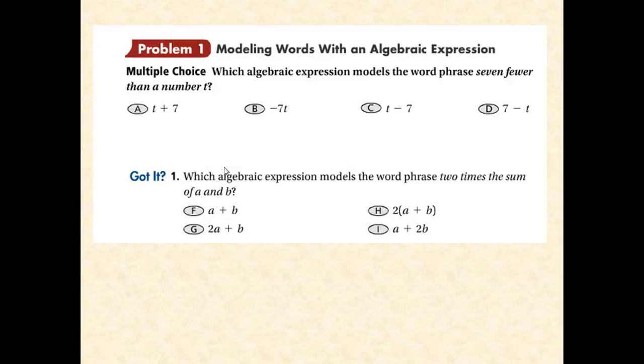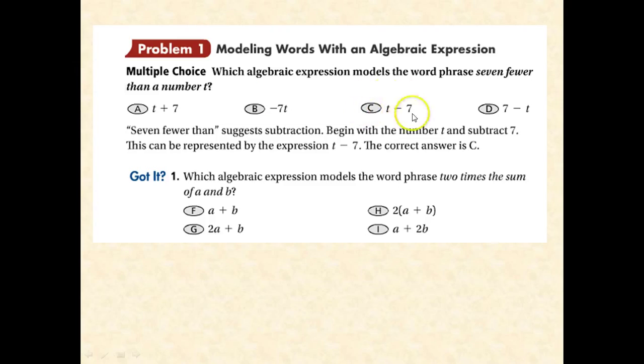Problem number 1. What algebraic expression models the word phrase 7 fewer than a number t? Well, 7 fewer means we're going to subtract. But who are we subtracting from who here? 7 fewer than t means we're going to start with t and then reduce it by 7. So that means t minus 7.